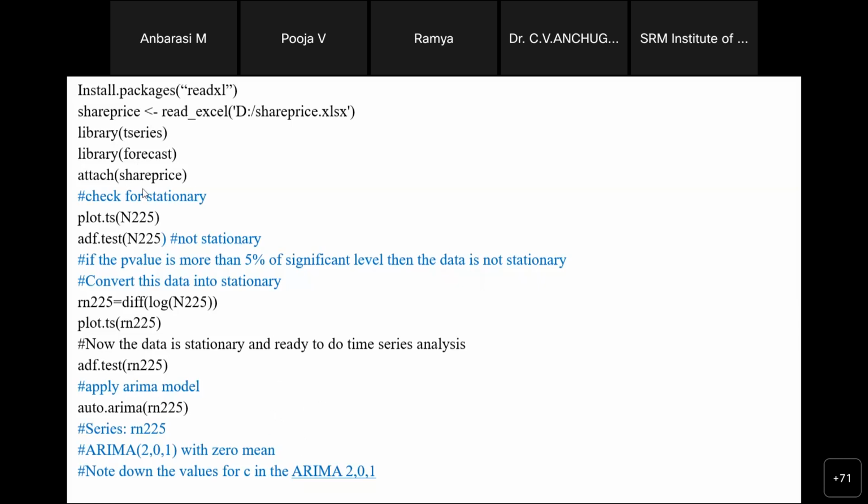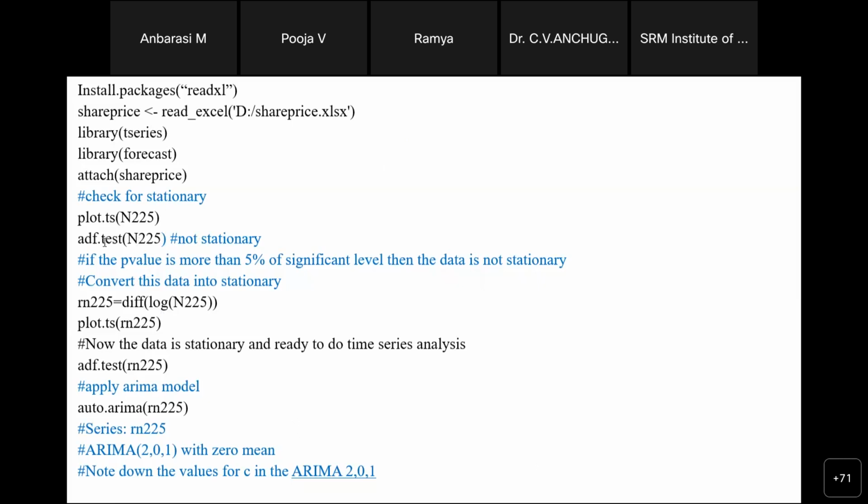For that, we have to increment the d value. Then only can we get the p-value 0.01. Until you get this p-value of 0.01, we have to keep on performing the differences. Once you get the p-value 0.01, then you can go for the ARIMA model. After converting the data set, only then should we apply this ARIMA model.